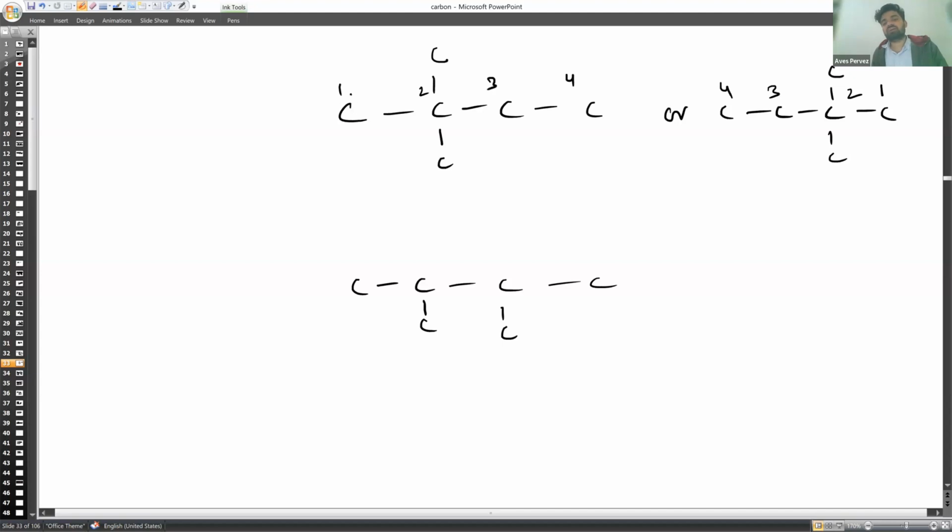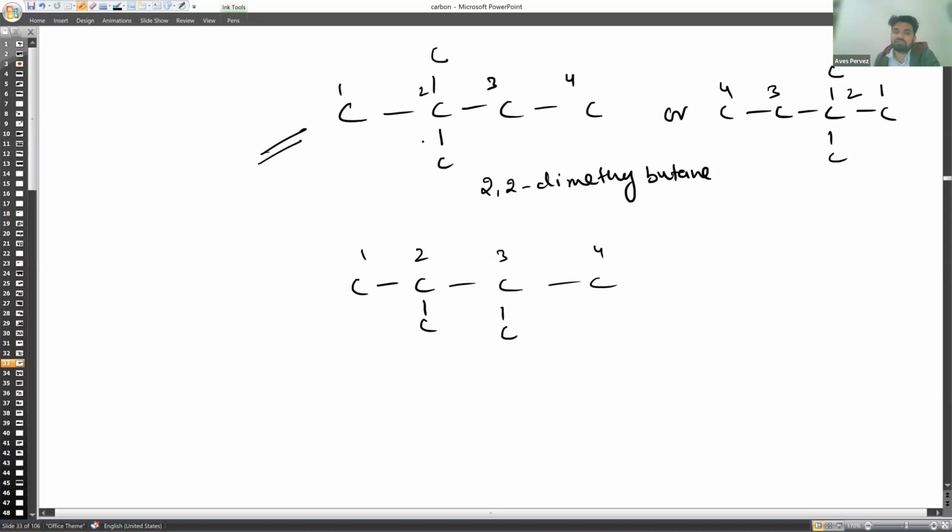So what should be the name for this one? Tell me fast. What should be the name of this one and this one, starting the numbering like 1, 2, 3, 4? First one is 2-methyl butane. 2,2 dimethyl butane. Okay, and this one is 2,2 dimethyl butane.